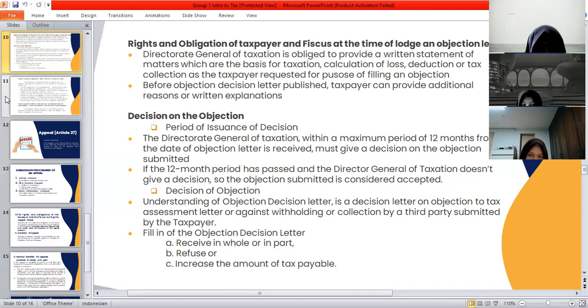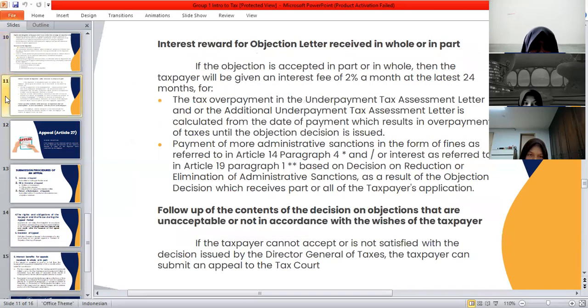Second, the decision of objections. Understanding of the objection decision letter: it is a decision on an objection to a tax assessment letter or against withholding or collection by a third party submitted by the taxpayer. The contents of the objection decision letter either receive in whole or in part, refuse, or increase the amount of tax payable.